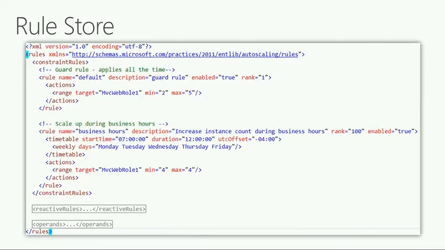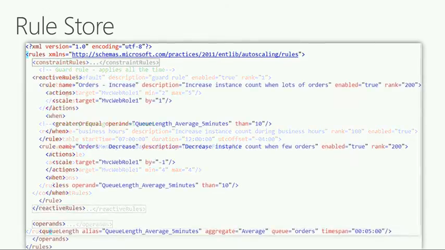So we look at our rules here. We can see we have a guard rule in place that says, hey, I want no more than 5 and no less than 2 instances of this role. And then I know that Monday through Friday from 7 a.m. to 7 p.m. is when I'm going to be busiest. So I specify that in the timetable here and say, hey, go ahead and scale this MVC web role up to 4 instances during this period of time.